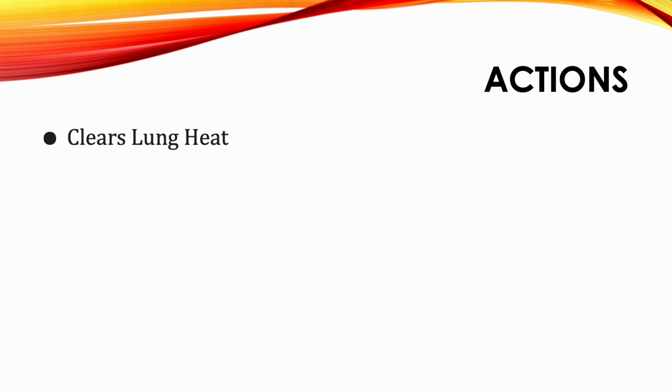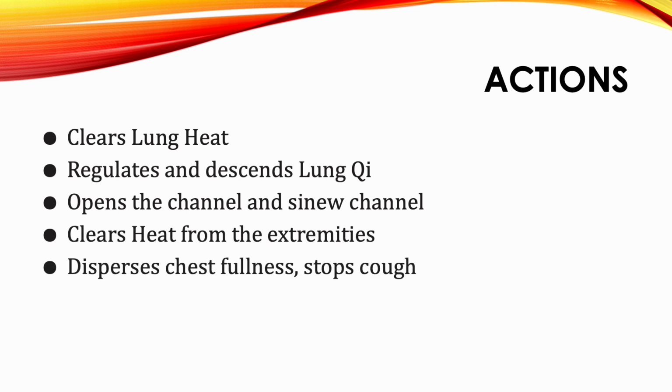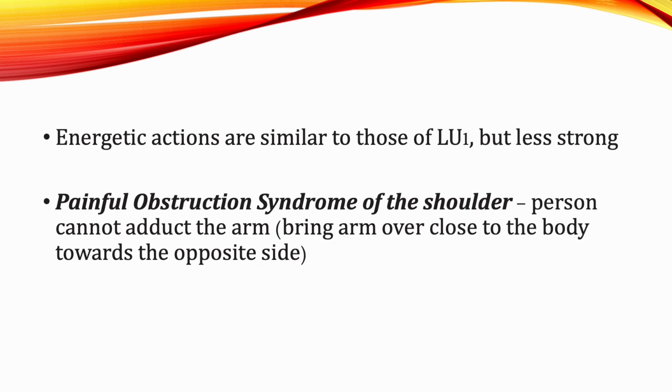Lung 2 clears lung heat, regulates and descends lung qi, opens the channel and sinew channel, clears heat from the extremities, disperses chest fullness, stops cough, and dispels agitation and fullness. The energetic actions of Lung 2 are similar to those of Lung 1, but less strong.